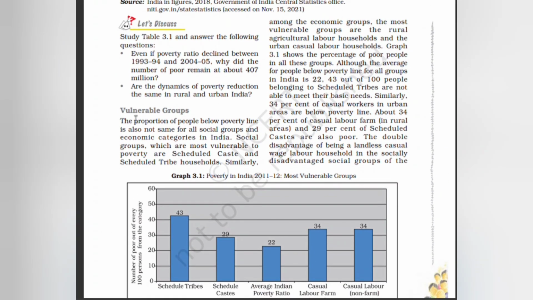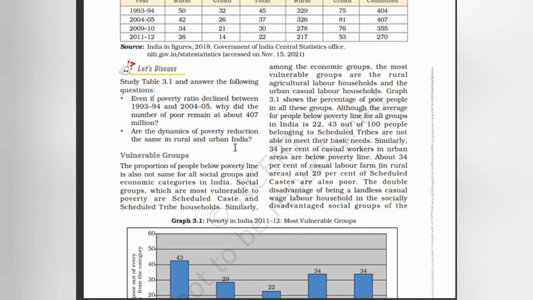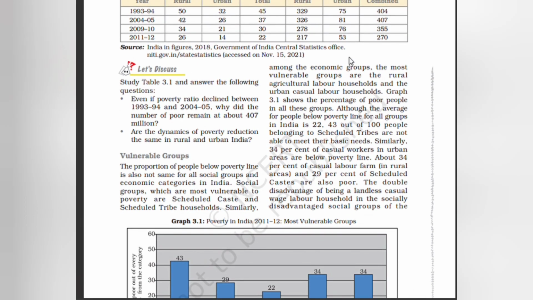Vulnerable groups. The proportion of people below the poverty line is not the same for all social groups and economic categories in India. Social groups which are most vulnerable to poverty are scheduled caste and scheduled tribe households. Similarly, among the economic groups, the most vulnerable groups are the rural agricultural labor households and the urban casual labor households. The graph shows the percentage of poor people in all these groups.